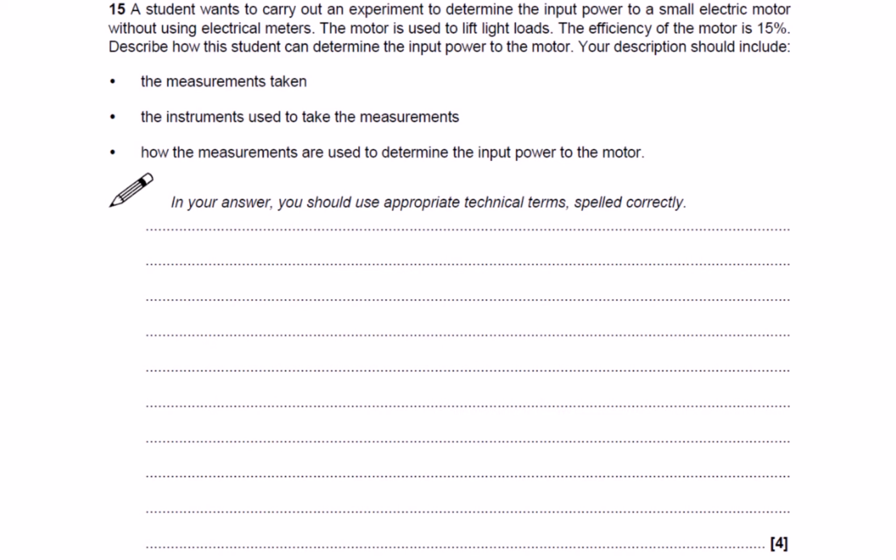So here we go with question 15. A student wants to carry out an experiment to determine the input power to a small electric motor without using electrical meters. The motor is used to lift light loads. The efficiency of the motor is 15%. Describe how the student can determine the input power to the motor.